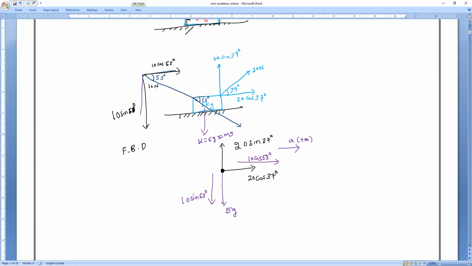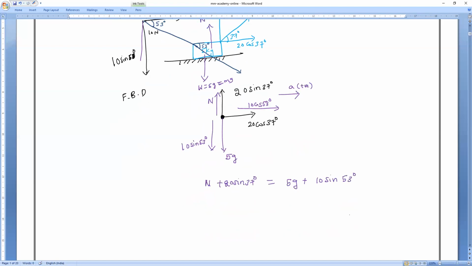So we all know that upward, 20 sine 37 is equal to how much? Sorry, 20 sine 37. Actually, here one more force is acting in the upward direction. If weight is acting downward, some other force will act upward. What is that? Normal force, the normal reaction. So here normal is also exerting. So I can say N plus 20 sine 37 is equal to the downward forces, 5g plus 10 sine 53. Am I right? Everyone please respond.